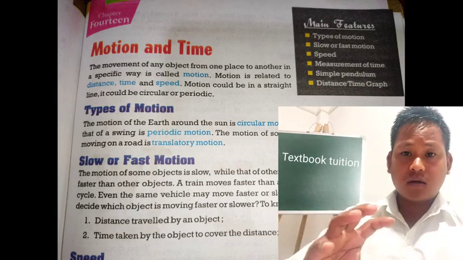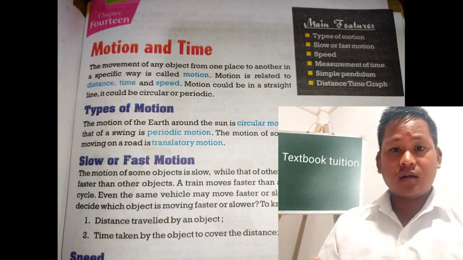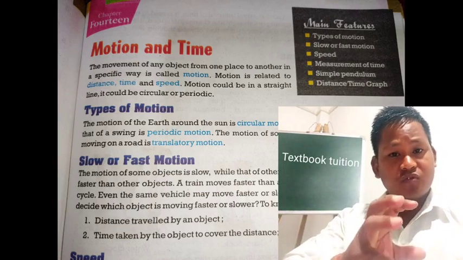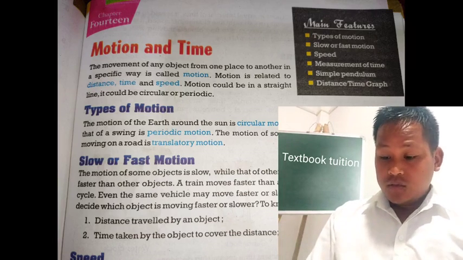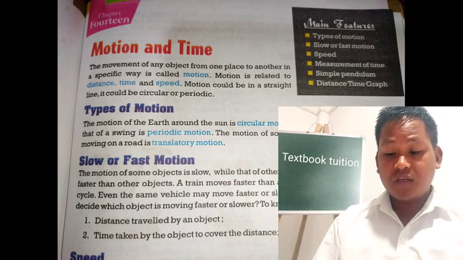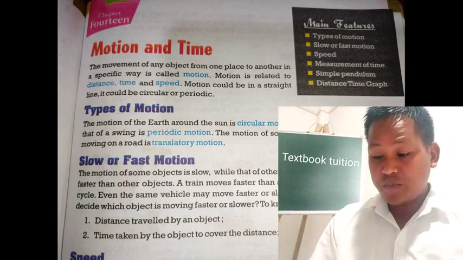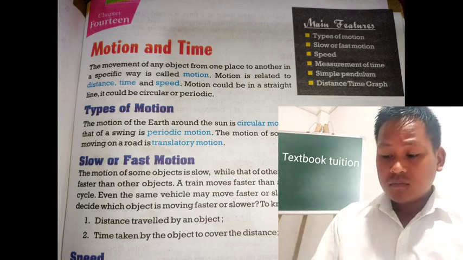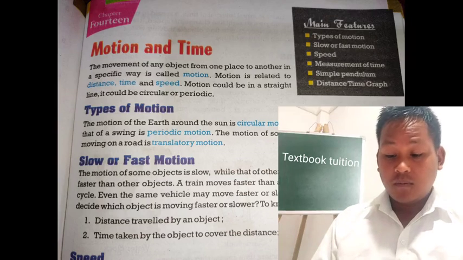Or the wheels of a car, while the car runs on the road, the wheels move round and round, that is circular motion. The motion of a pendulum or that of a swing is periodic motion. Another periodic motion: the pendulum or the swing, that is periodic motion.